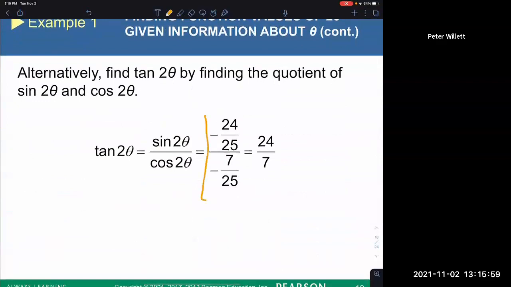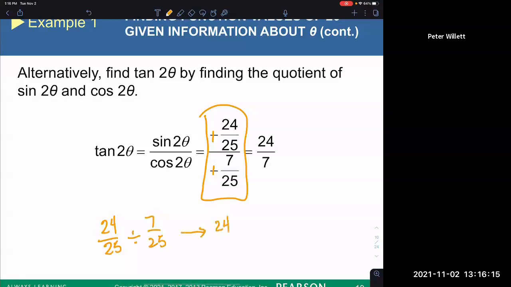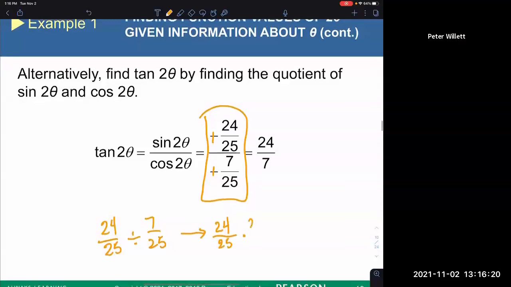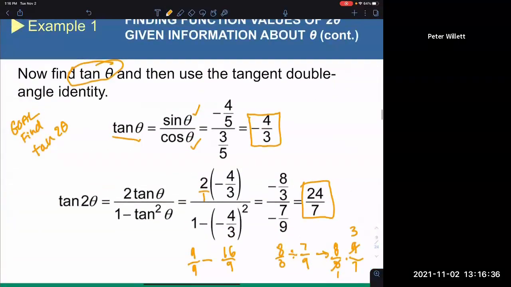Again, this part is still often confusing for students. Well, first of all, negative divided by negative just becomes positive. And then we have 24/25 divided by 7/25, and a fraction divided by a fraction. You change division into multiplication by flipping the right fraction using the reciprocal. And in this case, the 25ths cancel, and that's how they get 24/7. And that's considerably less work than all of this stuff they did here.